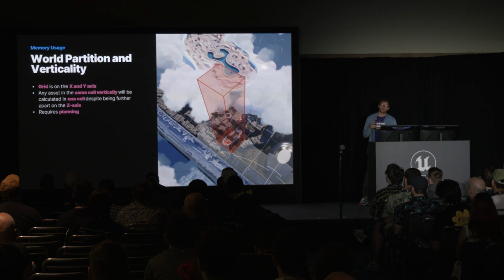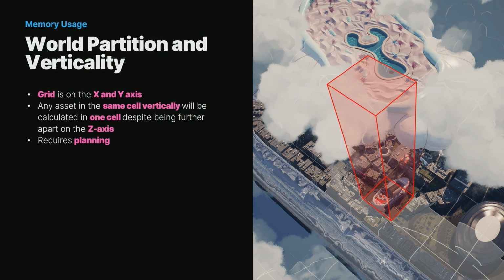Another thing to know about world partition is that the grid is only on the X and Y axis, not on the Z axis. So any asset in the same cell vertically will be calculated into the one cell despite being further apart on the Z axis. So in this example, as you can see, the shoe building and the pool on top of it are in the same cell despite being further apart on the Z axis. So having a vertical level will then require planning not to exceed the cell thermometer.